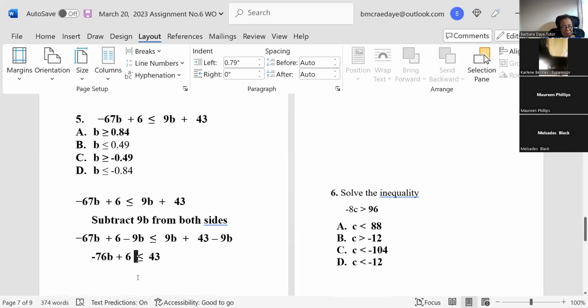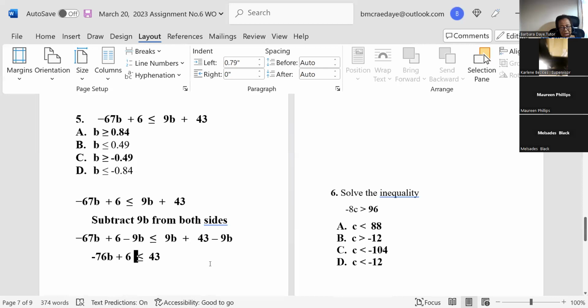Minus 67B and a minus 9B gives you a minus 76B. Add those two. 9 and 7 is 16, 6 and 1 to carry, and 6 and 1 is 7. Right, Mercedes? Yeah, negative adds to negative. Okay. And so you have the 6. The 9B minus 9B is 0. Plus 9B minus 9B is 0. So you're just left with the 43.